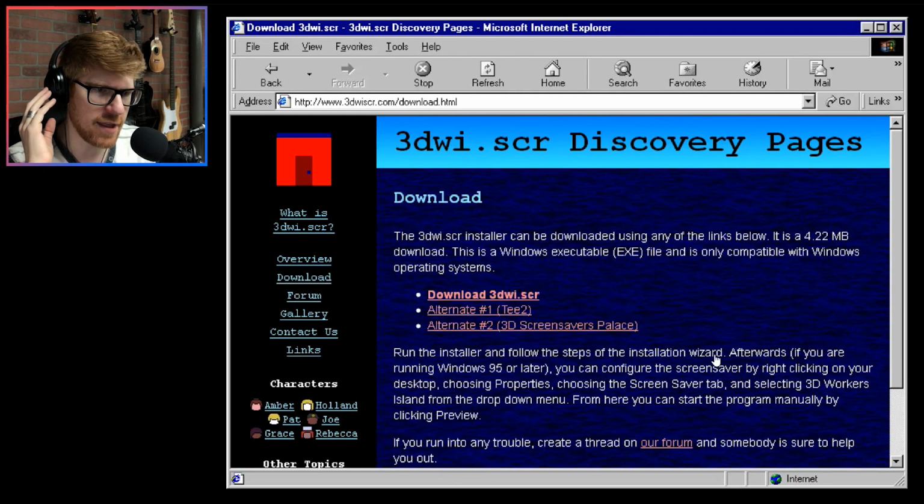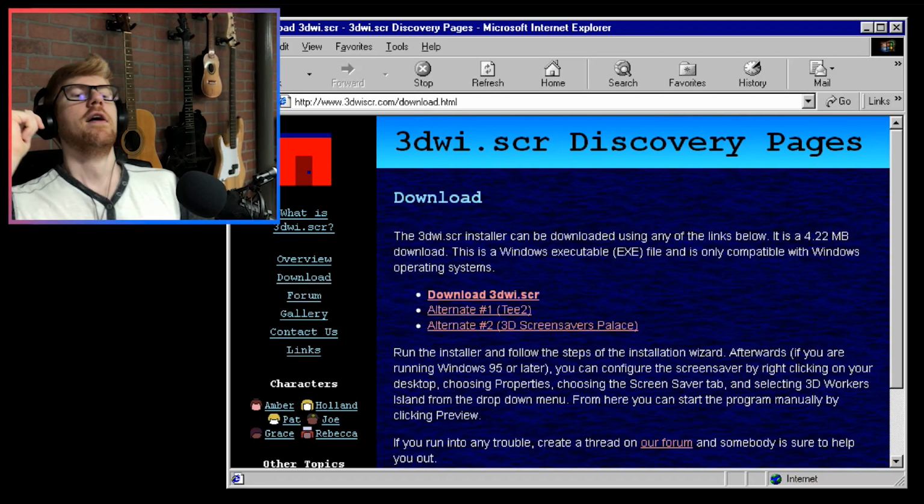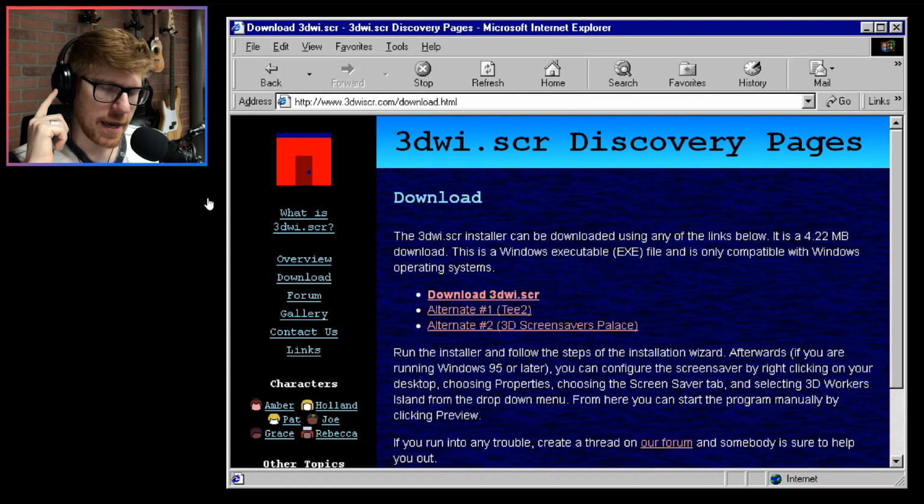Run the installer. Follow the steps on the installation wizard. Afterwards, if you're running Windows 95 or later, you can configure the screensaver by right-clicking on your desktop, choosing Properties, choosing Screensaver tab, and selecting 3D Workers Island from the drop-down menu. From here, you can start the program manually by clicking Preview. If you run into any trouble, create a thread on our forum, and somebody is sure to help you out.